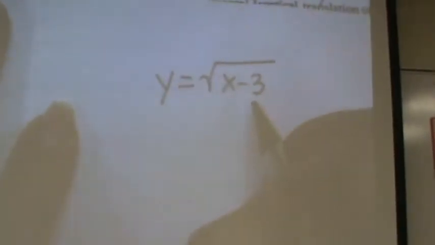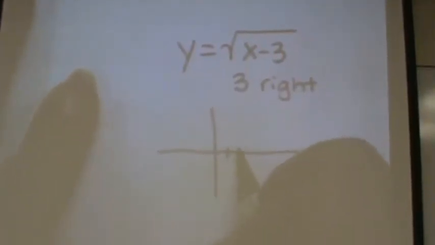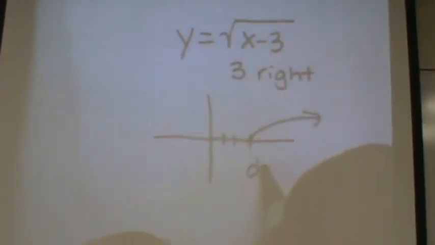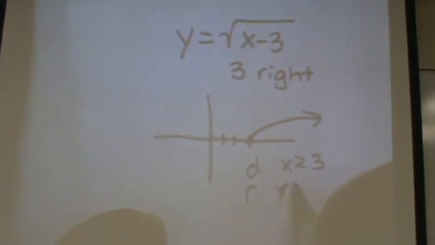So I'm going to write this. You have y is equal to the square root of x minus 3. This is 3 units to the right. It looks like this. 1, 2, 3. It starts here. So can you tell me what the domain and the range is for this? The domain: x is greater than or equal to 3. And the range: y is greater than or equal to 0.